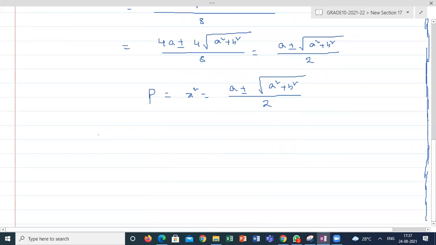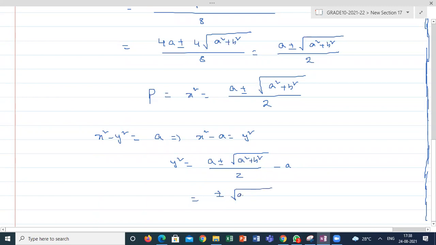First, I'm calculating the y square value. We know x square minus y square is how much, guys? What is the value of x square minus y square? It is a. So from here, I'm calculating the y square value. How do we calculate it? x square minus a is equal to y square. So my y square is equal to x square minus a, which is a plus or minus square root of a square plus b square, divided by 2, minus a. If I calculate this, I will get plus or minus square root of a square plus b square minus a, divided by 2.